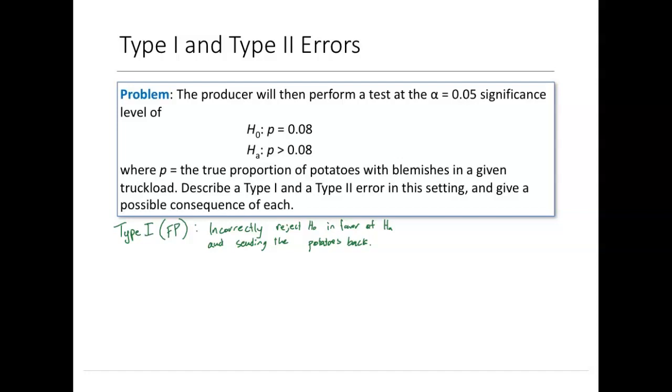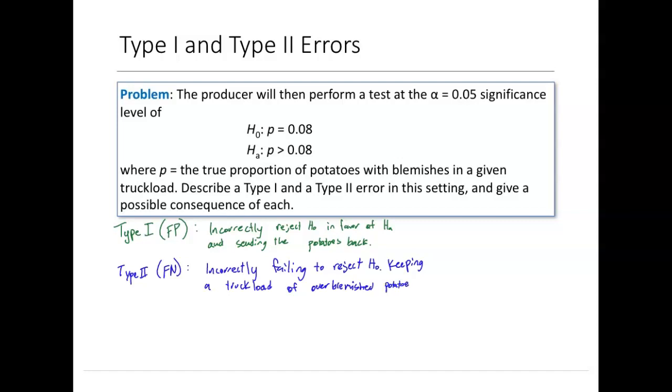All right, type 2. That's going to be our opposite, right? So that's our false negative. And that would be incorrectly failing to reject H null. To give you context, that would be kind of keeping a truckload of over-blemished potatoes, when they have like sprouts.